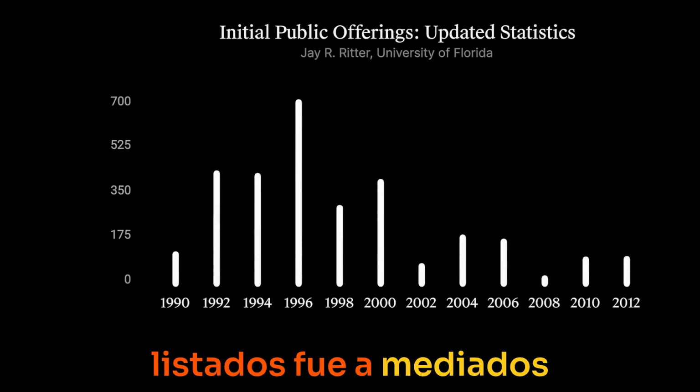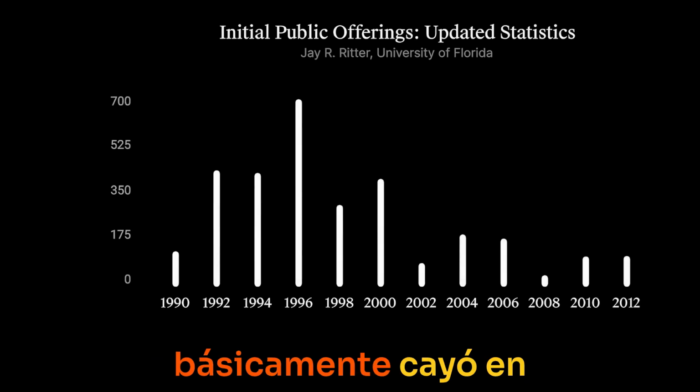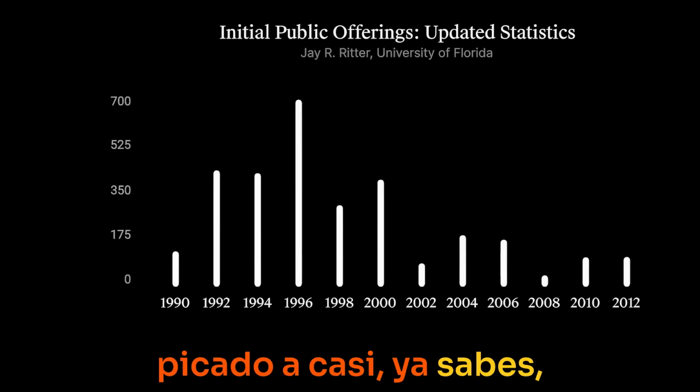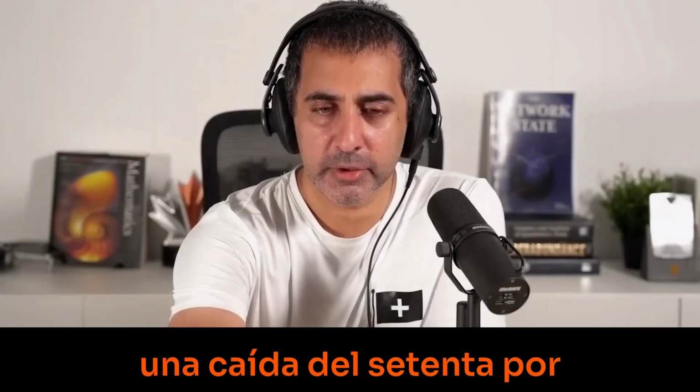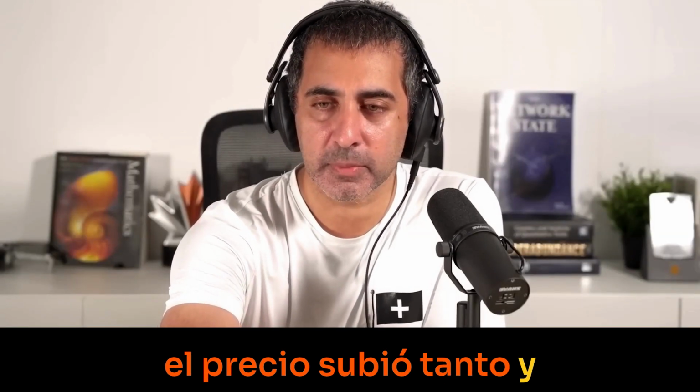Well, take a look at this. So this is the peak number of listings, mid-90s. And then, especially after Sarbox and so on, it basically just fell off a cliff, to almost a 70% drop in the number of listed equities because the price went up so high.